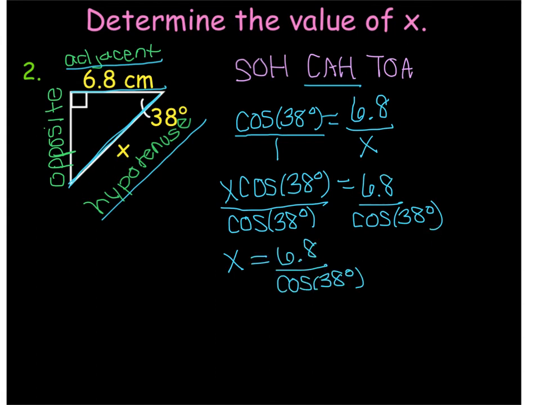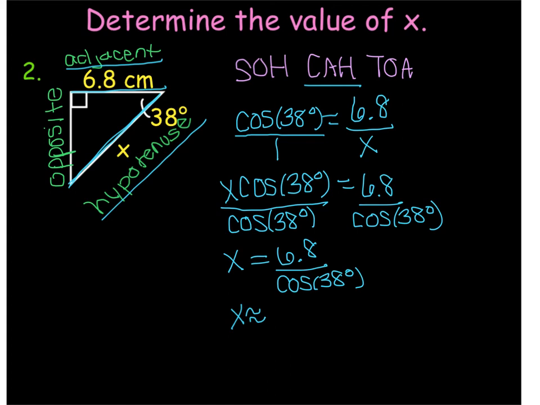Now this answer is correct. However, it doesn't make a whole lot of sense to stop here. We want to get a decimal approximation for this. So we're going to write x is approximately, and then we're going to put this entire expression in our calculator. So you're just going to put in 6.8, and then you're going to hit your division sign, and you're going to do cosine of 38 degrees, making sure, of course, beforehand that your calculator is in degrees. And when you do that, your calculator should give you 8.62932, and on and on and on.